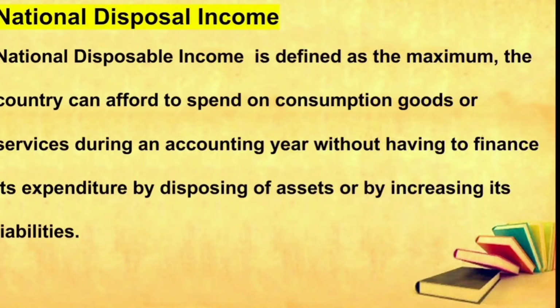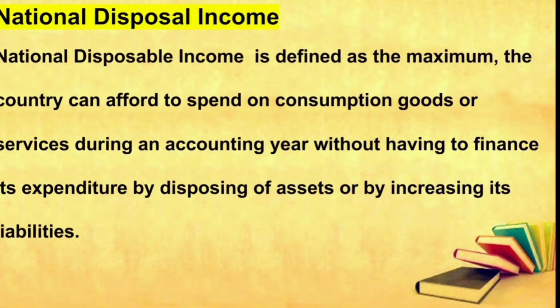In this module, we are going to see the difference between national income and national disposable income. National disposable income is defined as the maximum the country can afford to spend on consumption goods or services during an accounting year without having to finance its expenditure by disposing of assets or by increasing its liabilities. Increasing liabilities means if the expenditure is more than income, the country has to borrow.